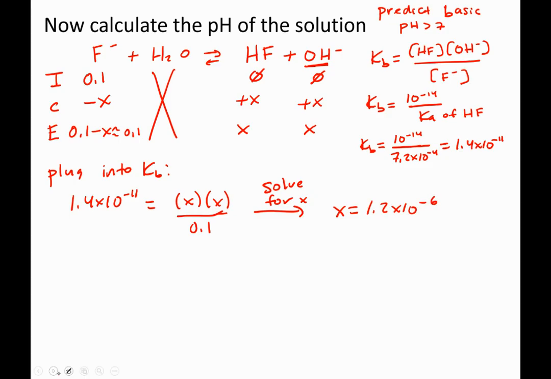Now, I've mentioned before the importance of thinking about the relevance of the value of x, and that becomes particularly important in this problem because it will help you to keep focused on what you are finding and what steps you need to do next. So whenever you get the value of x, you have to go back up to the ICE table and look at what x represents. X represents the concentration of hydroxide ion. So what we can say is that the concentration of hydroxide ion is 1.2 times 10 to the minus 6.